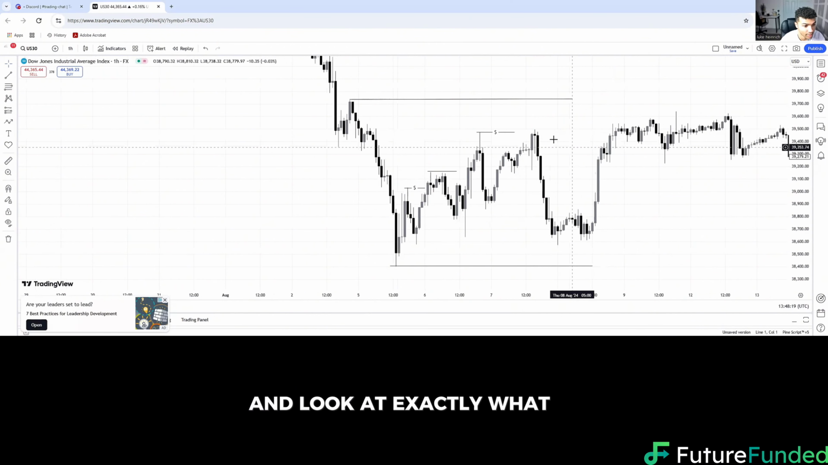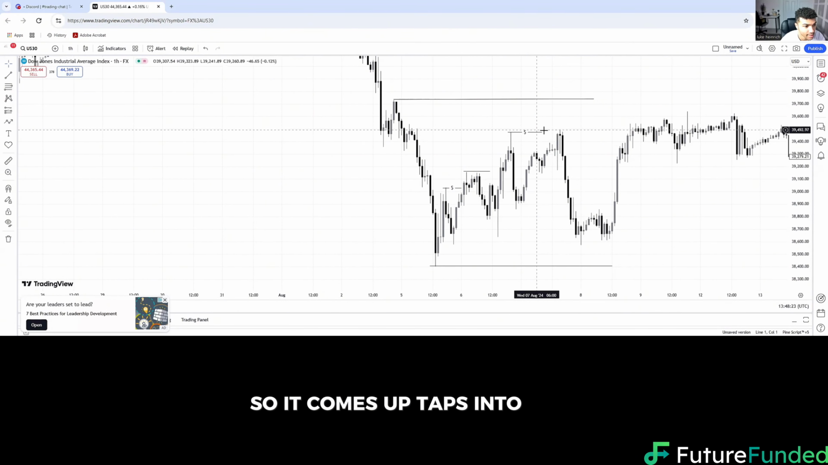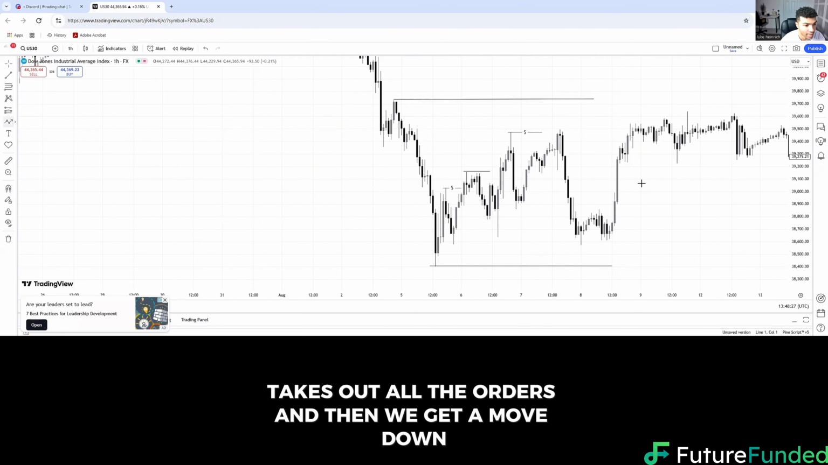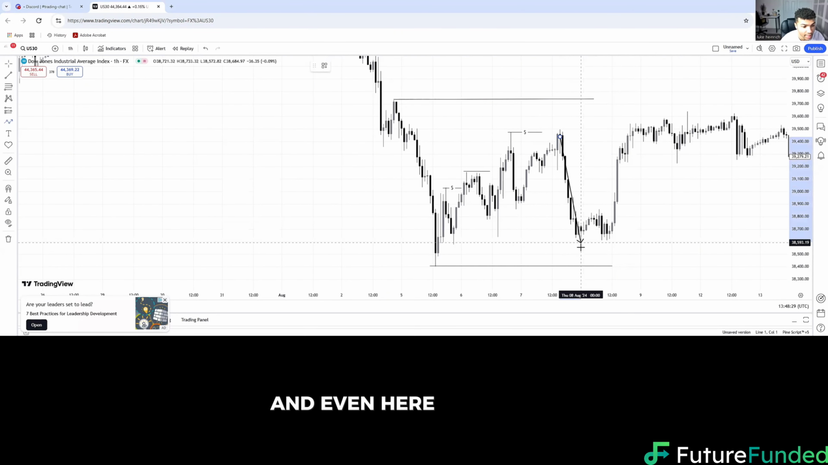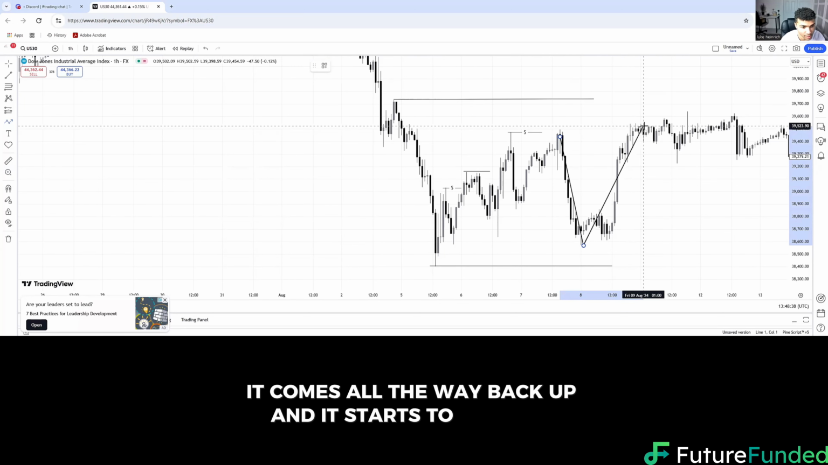And look at exactly what it does. It does the exact same thing here. So it comes up, taps into this high, takes out all the orders, and then we get a move down. And even here, it fails to break that low. All right, so even here, this is still a failed high. What does price do? It comes all the way back up and it starts the process again.